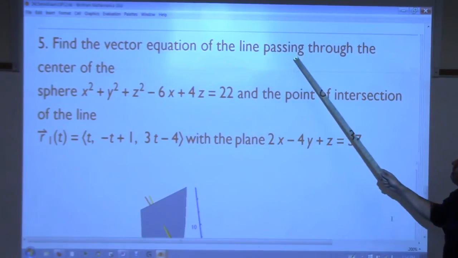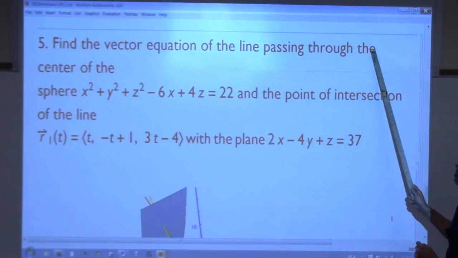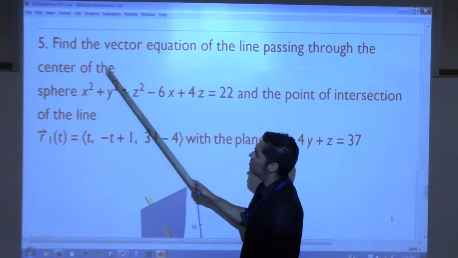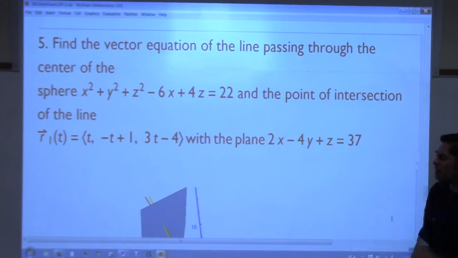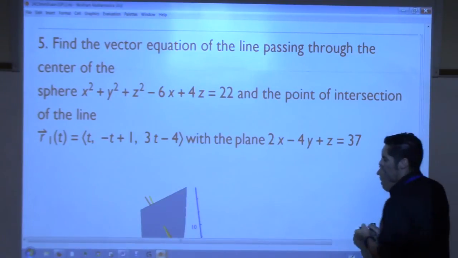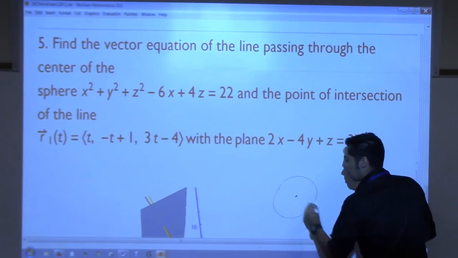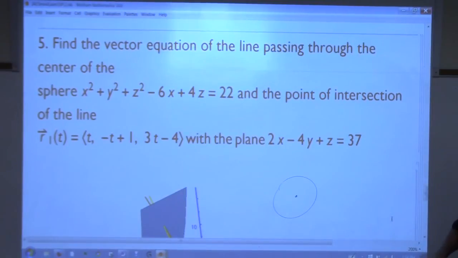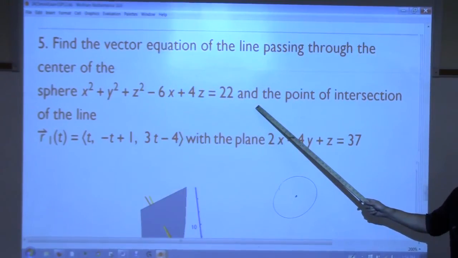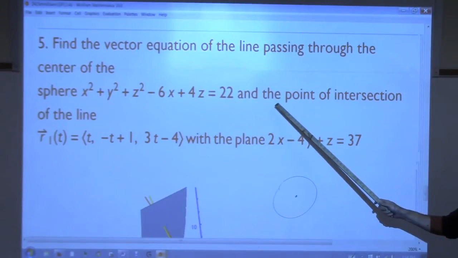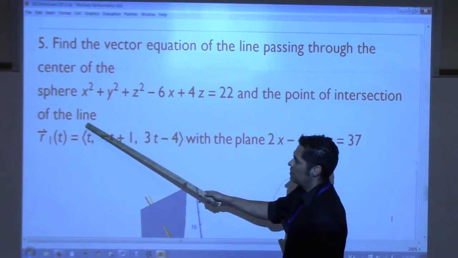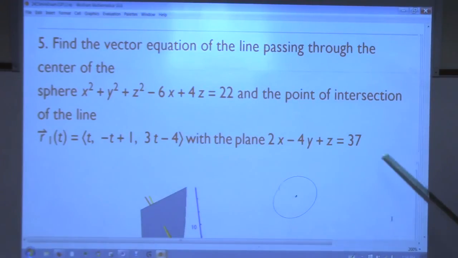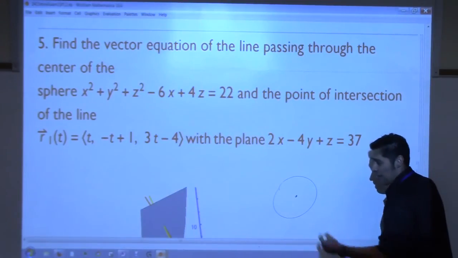Find the vector equation of the line that passes through the center of a sphere. So the center of a sphere is a point, right? So we're trying to find the vector equation of the line. And I'm telling you that the center of this sphere lives on that line. And another point on the line is the point of intersection of this line with this plane. So this is one point on the line. Everyone understand where that comes from?